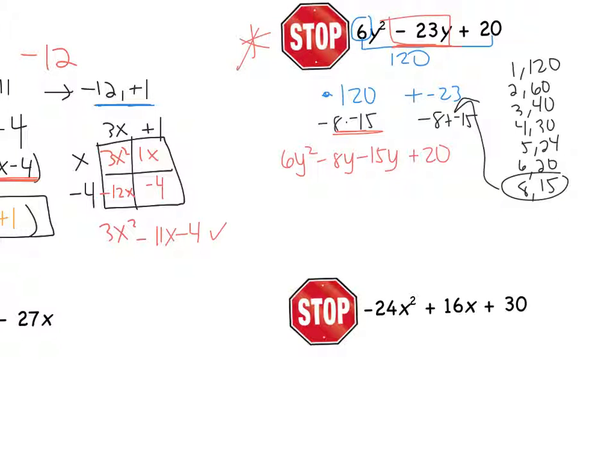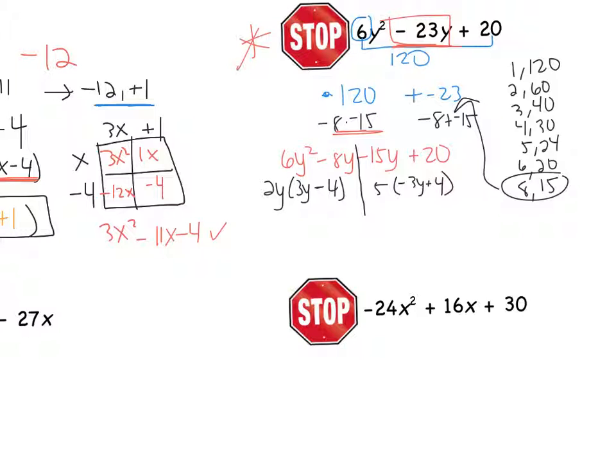Now, we're going to put a line down the middle and factor both sides. On the left side, my GCF is 2y, and I'm left with 3y minus 4. On my right side, I'm going to take out a 5, and I'm left with negative 3y plus 4.